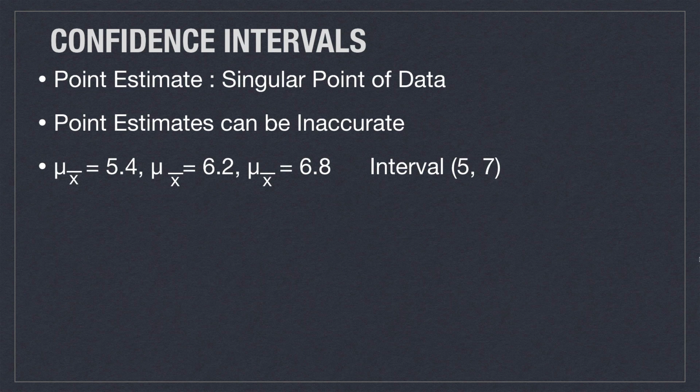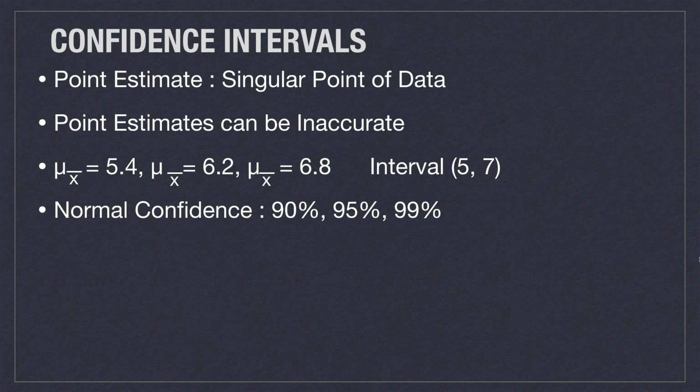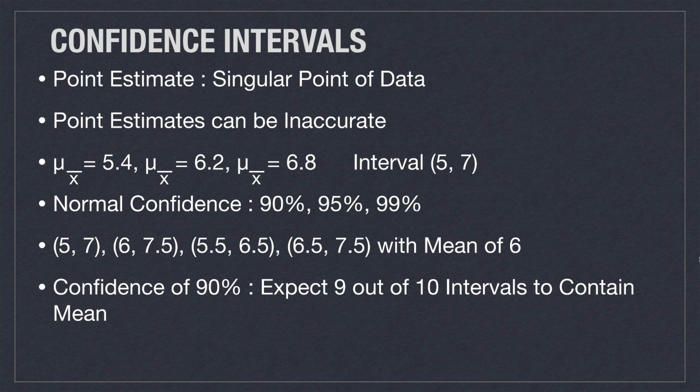So if I have 3 sample means taken from 3 different data sets, I can create an interval that covers their range of different values. I then have to find how confident I am in that interval, and we normally define confidences as 90%, 95%, or 99%. This means that if we have a confidence of 90%, we expect 9 out of our 10 intervals to contain our mean value.